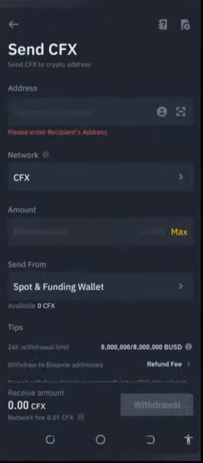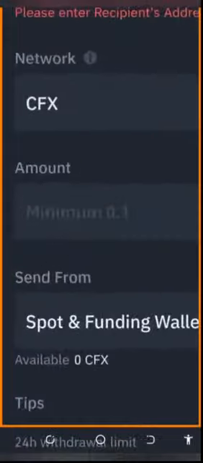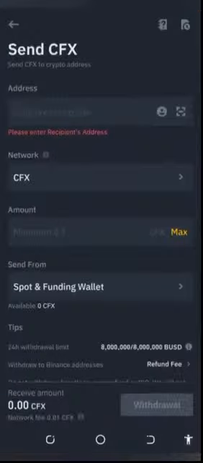Okay, so now what is the minimum that we can send? The minimum is 0.1, up to 0.1 CFX. Okay, I'm going to do a test. If we're able, I mean, since it's like 15-16% profit, even if it's going to go down, it's not going to go down to like half of that. It's still going to be good.